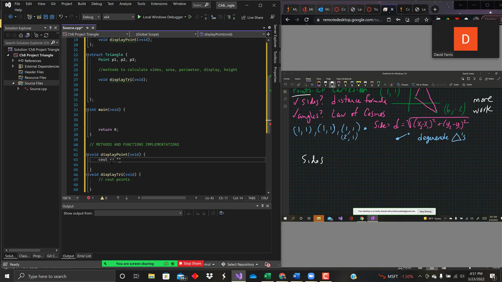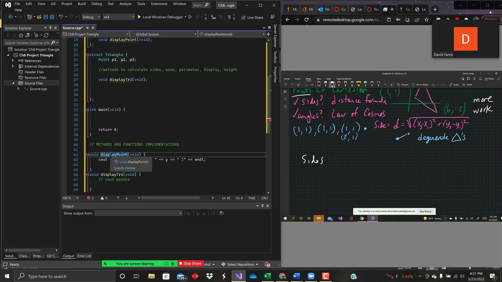Maybe I'll make it look like a coordinate system. So we'll put that in there. And then I'll add in X. And then I'll put a comma and a space in there, put in the Y, and close it off. And it's telling me I got something wrong, and I do. What do I got wrong?